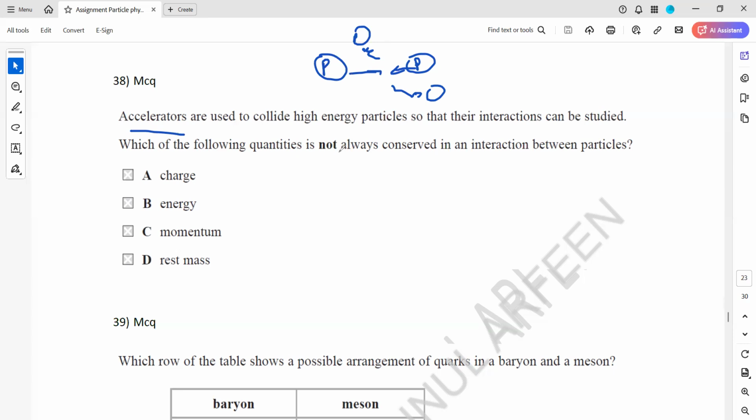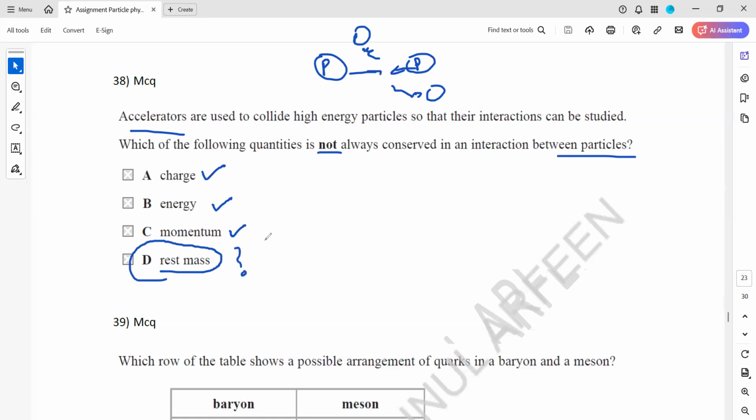Which of the following quantities is not always conserved in an interaction between particles? In an interaction between particles, which of the quantities are not conserved? The charge is always conserved. The energy is always conserved. Momentum is always conserved. Rest mass is not conserved.